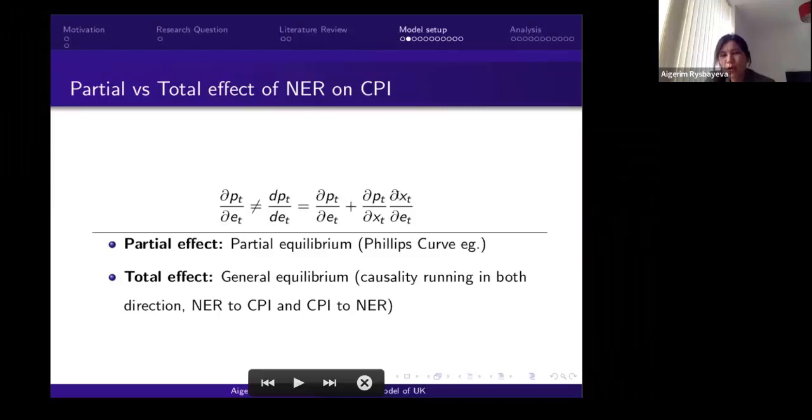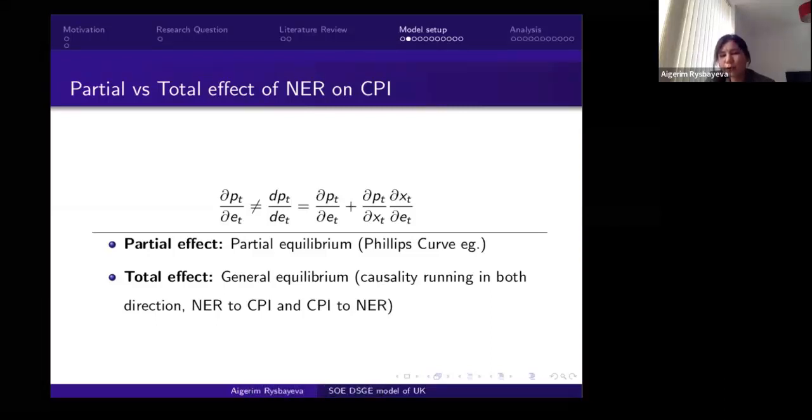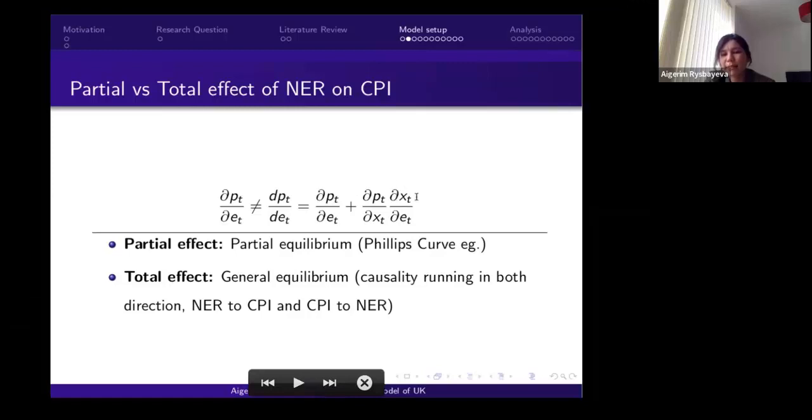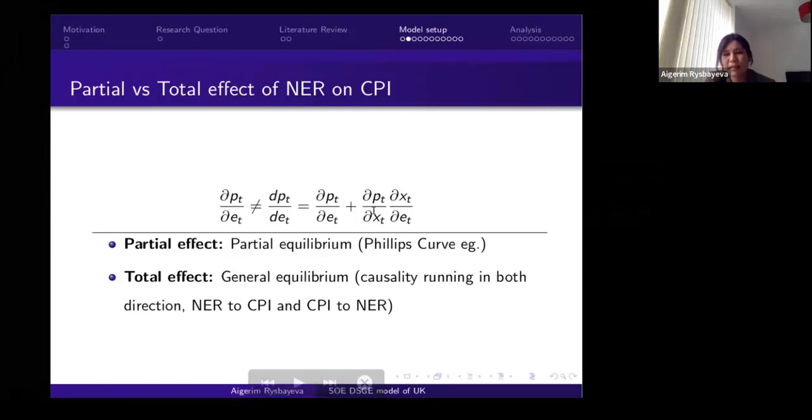variable is all other variables in the model. Usually when the literature does the partial equilibrium models, they omit this X variable. The X variable can be anything, for example, interest rates, relative prices. So they abstract from this, but this is a crude estimate because in the economy, everything is linked to each other. So this is the difference between partial and general equilibrium models.